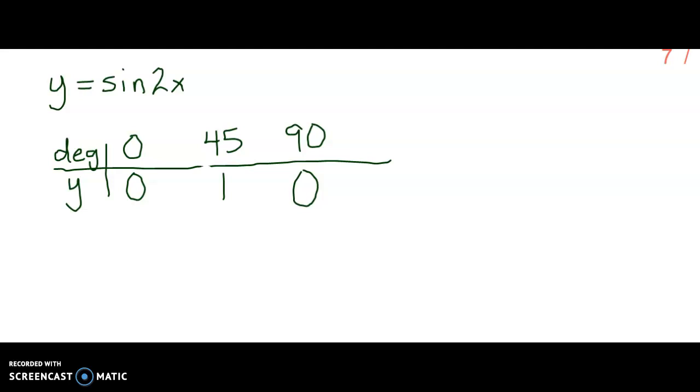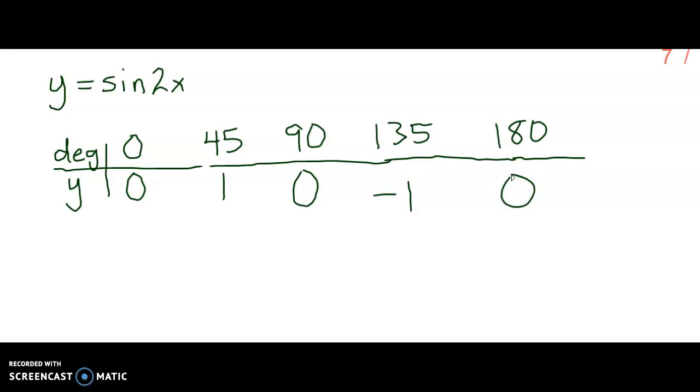So let's think about our next important angle, 270. Well, let's divide that by 2 and we get 135. Okay, 2 times 135 is 270. The sine of 270 is negative 1. All right, our next one is 360. So let's use 180. Okay, so if we use 180, we're finding the sine of 360 and we get 0.